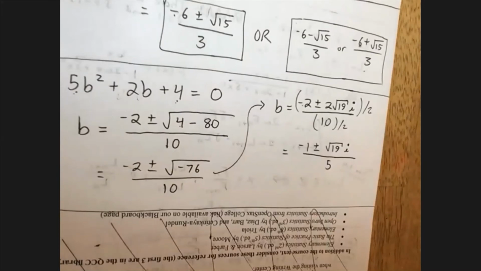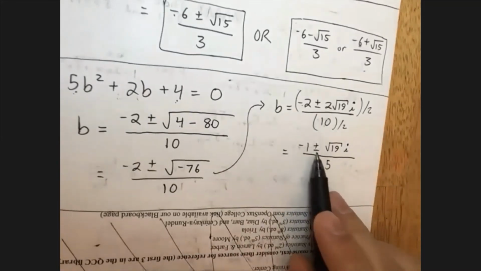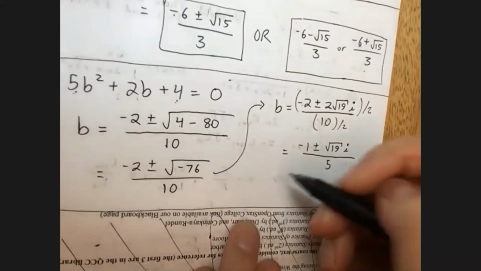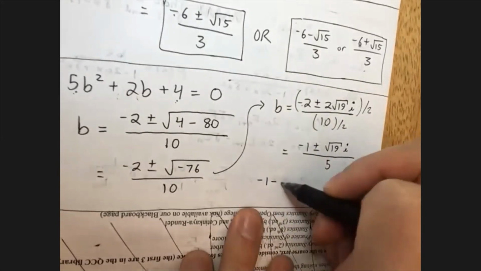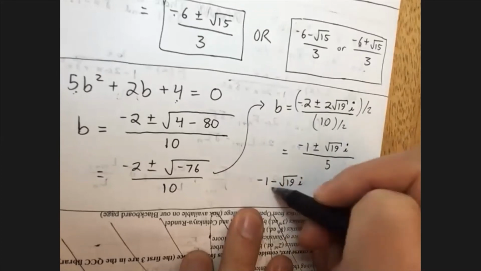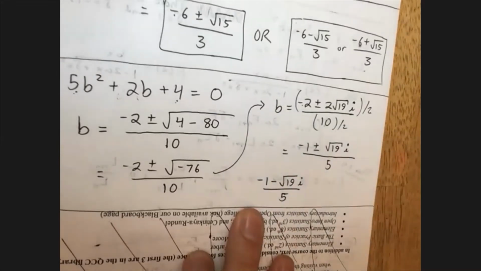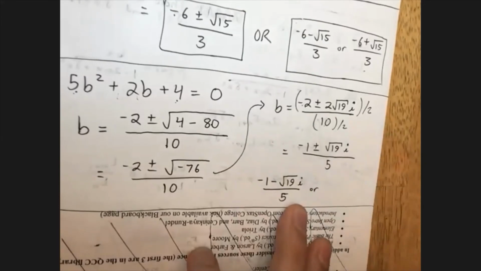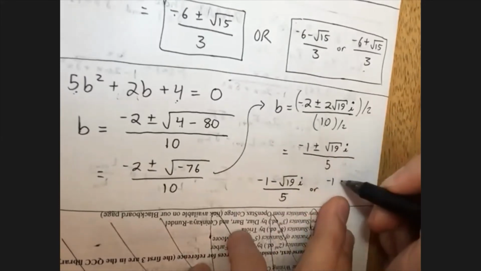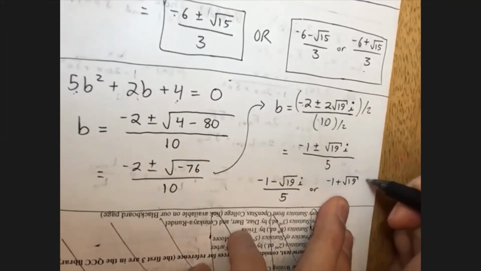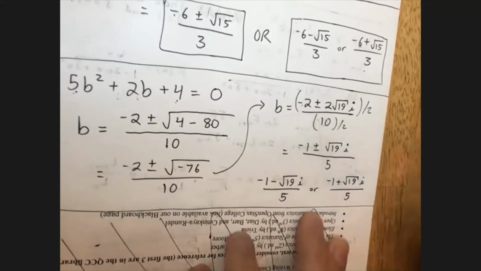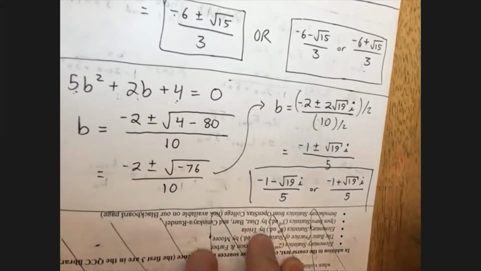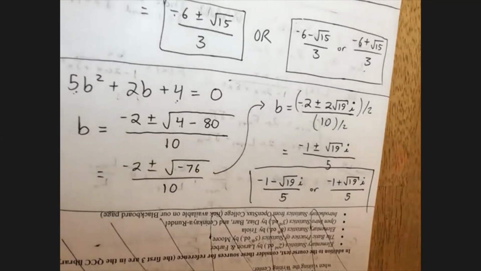So that is the answer, and a lot of times people will write it like that, but on OpenMath, they want you to write the individual answers separately. So we're going to take the two answers. The negative one where we subtract, that's negative 1 minus root 19 i over 5. And then the other answer is negative 1 plus root 19 i over 5. So those are our two answers.